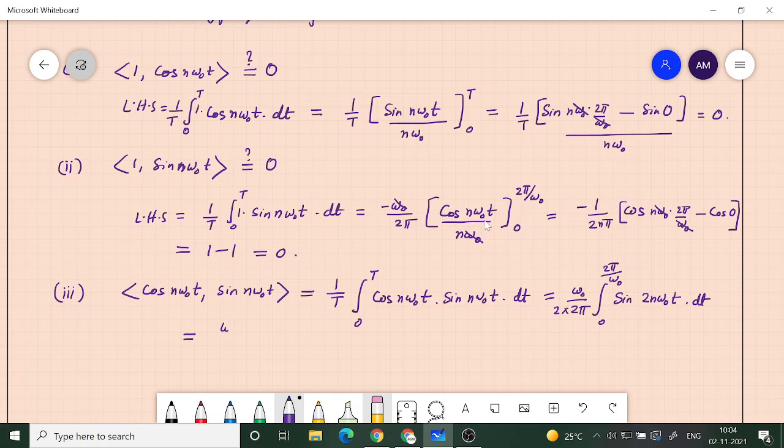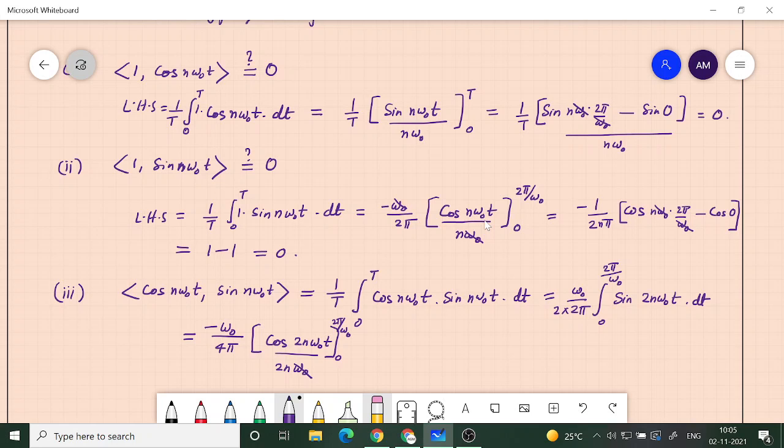So omega 0 divided by 4 pi, and let's integrate now. What is the integral of sine? Again minus cos 2n omega naught t with the limit 0 to 2 pi by omega naught, and then it is also divided by 2n omega naught.